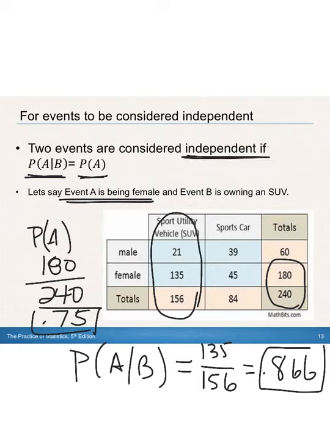If the probability of one given the other is not equal to just the one thing, then they are dependent.